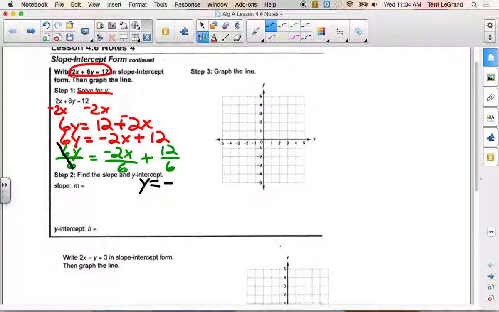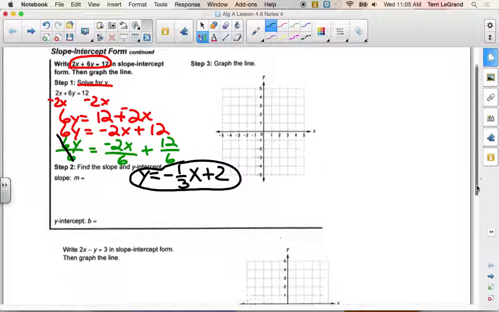2 over 6, is that 3? No, because the 6 is downstairs, not upstairs. So is 6 going to go into 2 nicely? No. What do we do when it doesn't? Josh? Yeah, it's 1/3. We can make that 2/6 into 1/3. And that x is going to be right behind it. So we have a negative 1/3 x plus what? 2. Yeah, there's our equation right there. So step 1 is done. Step 1 was solve it for y. Get y by itself.